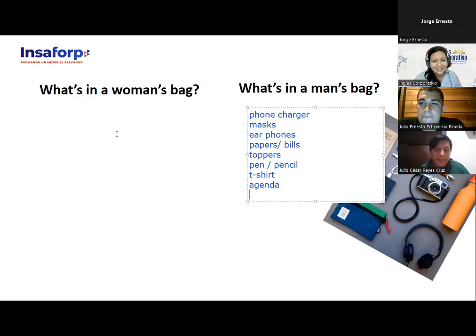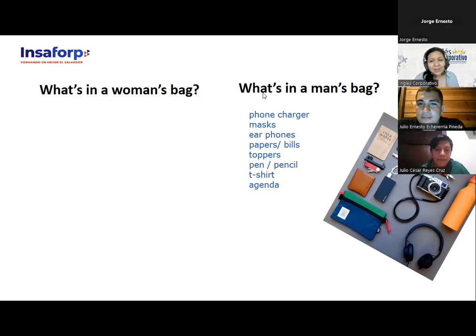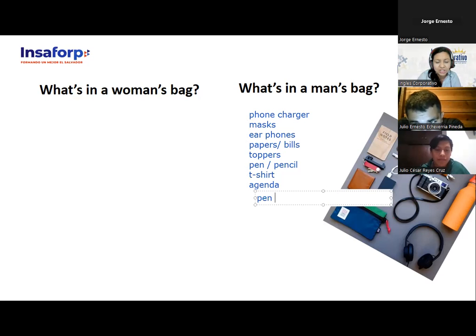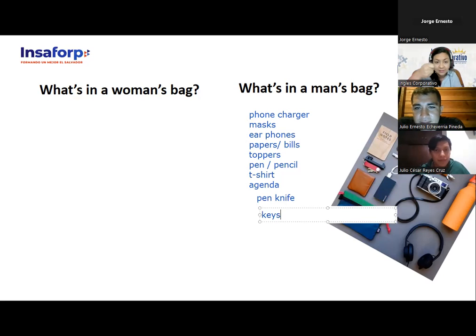Okay, wow. Very nice. Just on time, he has just come. So those are the different things. Some other men have a pen knife. You can see here the pen knife. What is the name in Spanish? The pen knife, navaja? Also, keys. The keys, right? To open the door.